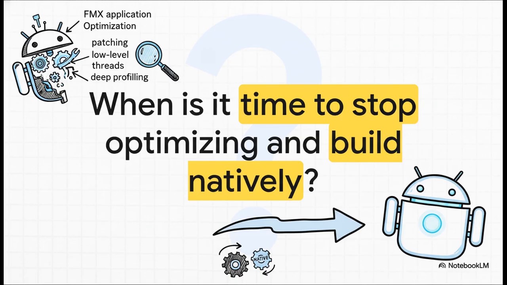Which brings us to a final, more strategic question. We've seen the work it takes to really deeply optimize a cross-platform application. So at what point does all that effort, the low-level thread management, the deep profiling, working around framework limitations, at what point does that become more complex than just building natively for the platform that really demands that peak performance? That's a tough question, and it's one every development team has to answer for itself.